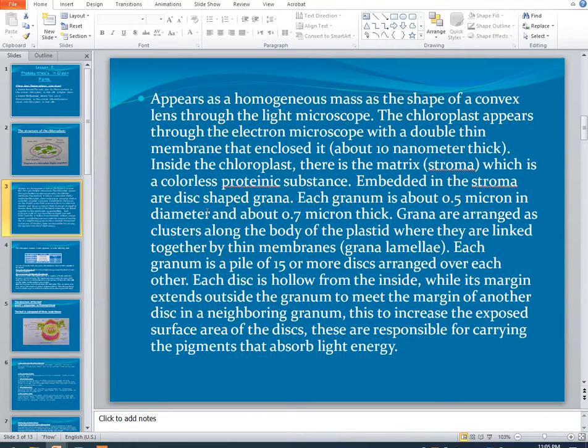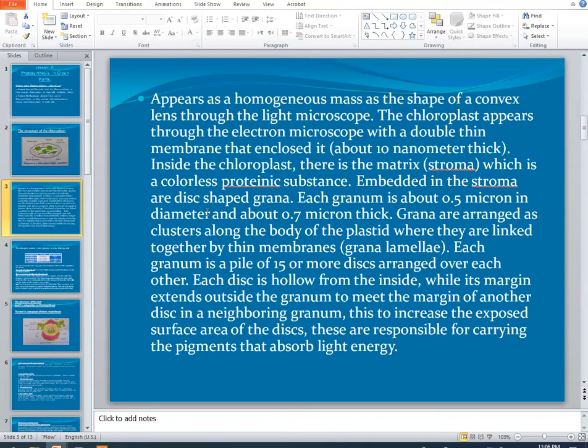Inside the chloroplast there is the matrix, the stroma, which is a colorless proteinic substance. Embedded in the stroma are disc-shaped grana. Each granum is about 0.5 micron in diameter and about 0.7 micron thick. Grana are arranged as clusters along the body of the plastid, where they are linked together by thin membranes, the grana lamellae. Each granum is a pile of 15 or more discs arranged over each other.